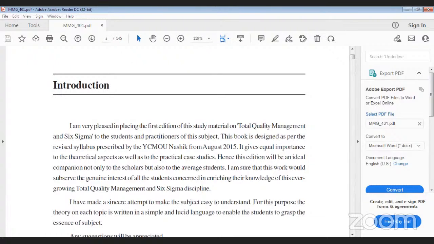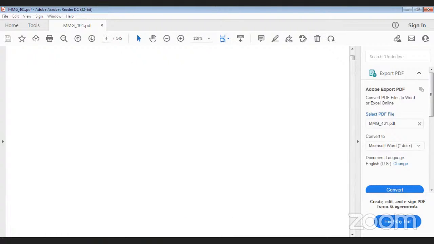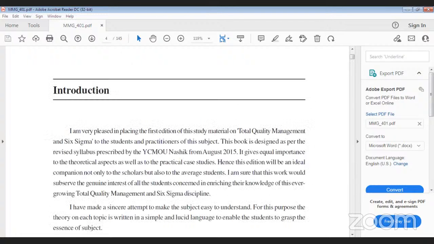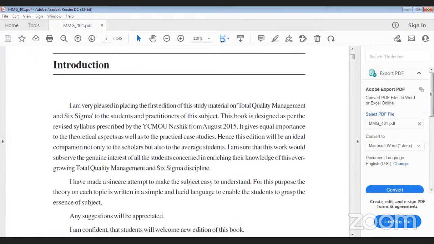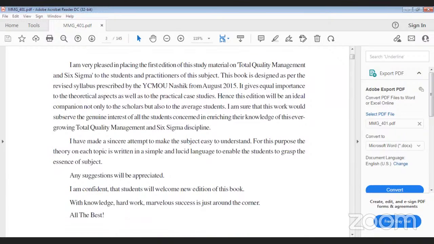The next point is also given in your book. Then there are some points about the suggestions given in your book.